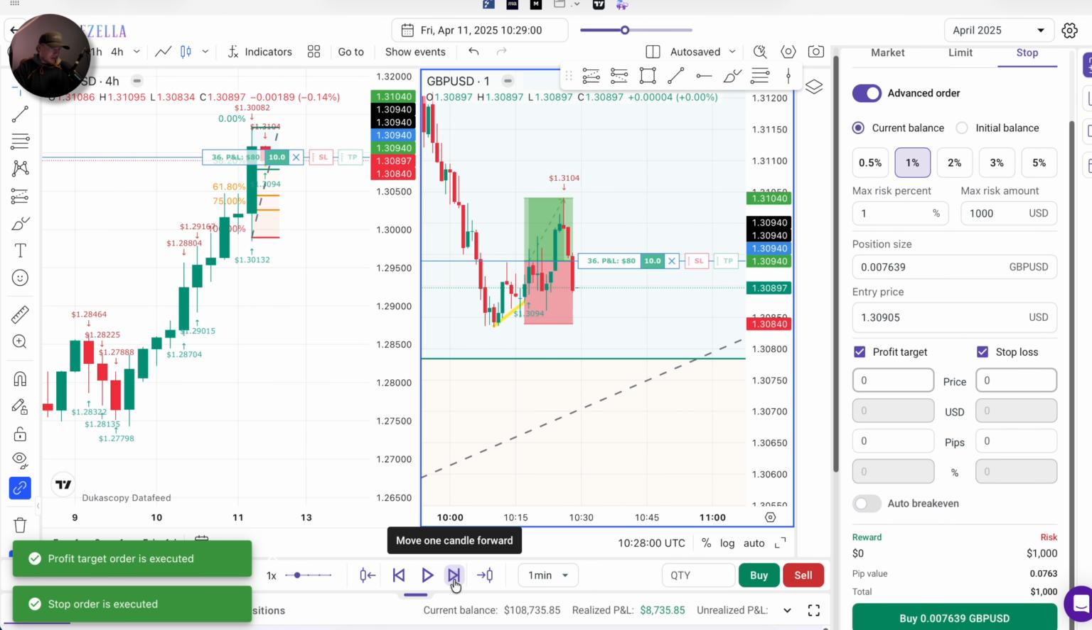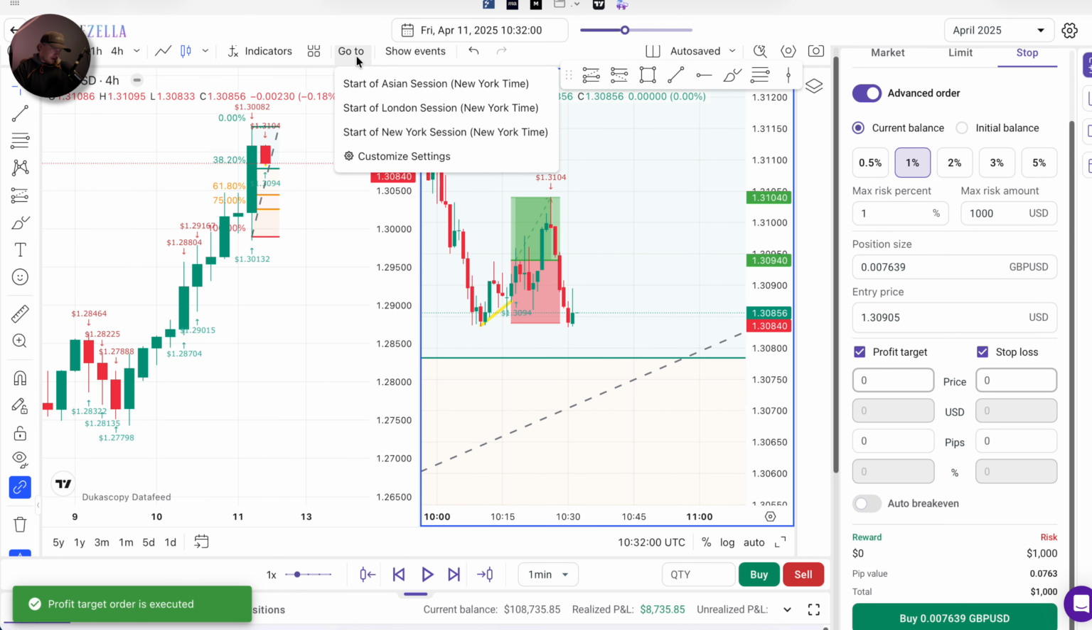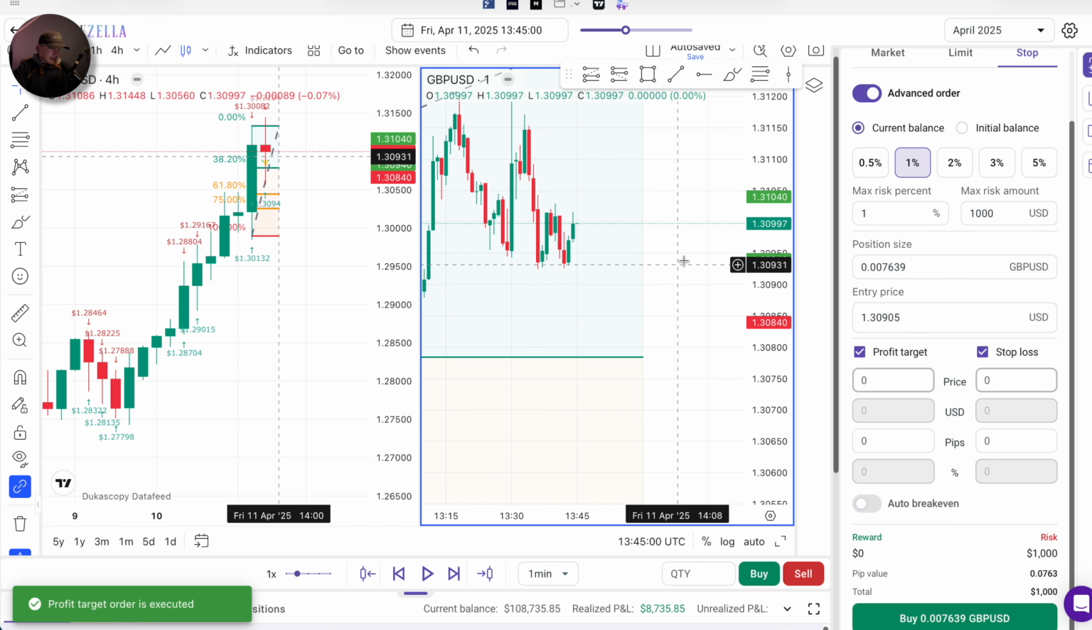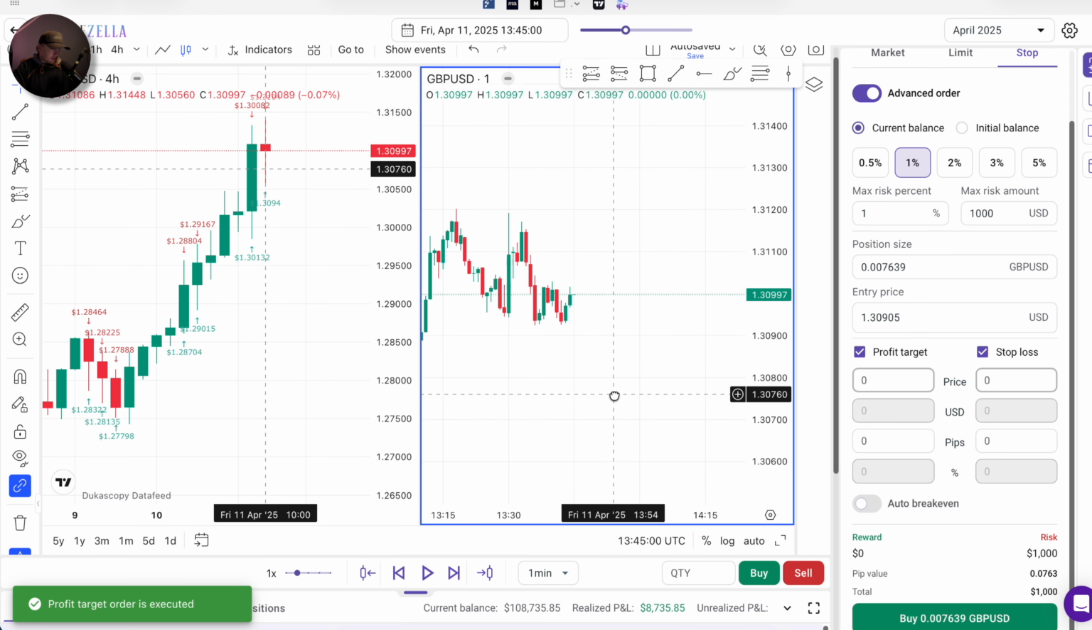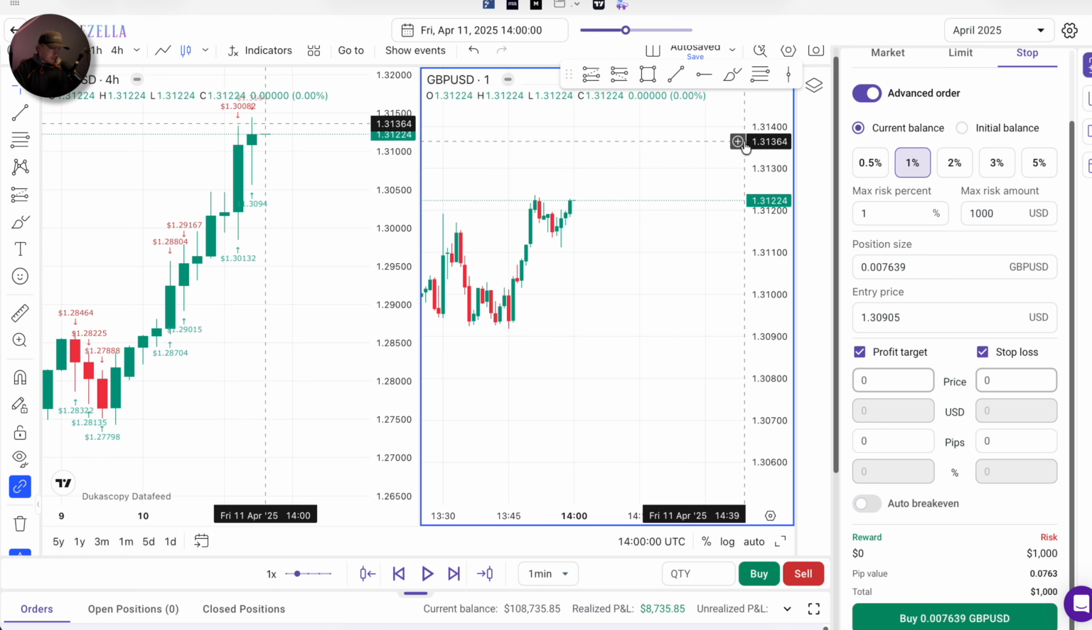Let's see if we get triggered into this one, which we do. Price pushes up and then we get our 1-to-1 just about, but we did get there. So now we go to the start of New York. Remove drawings. And we end up closing bullish.